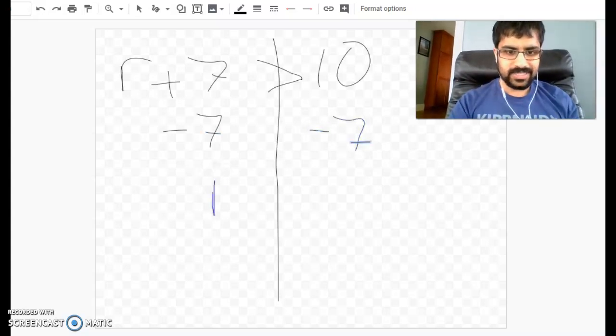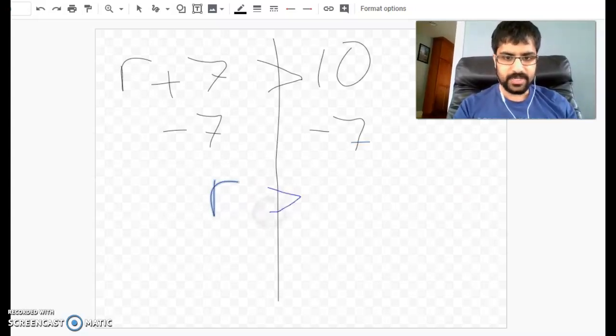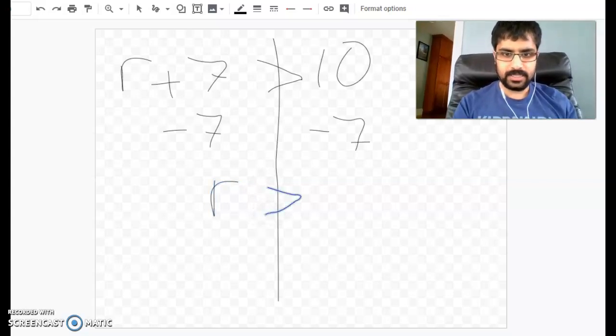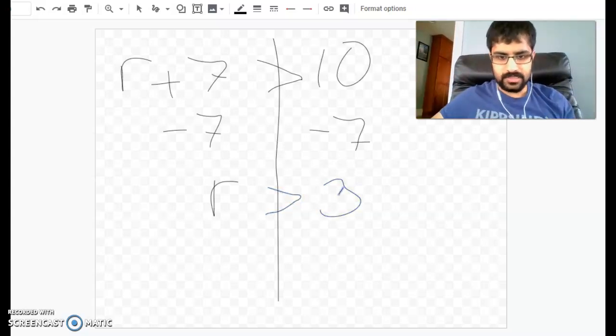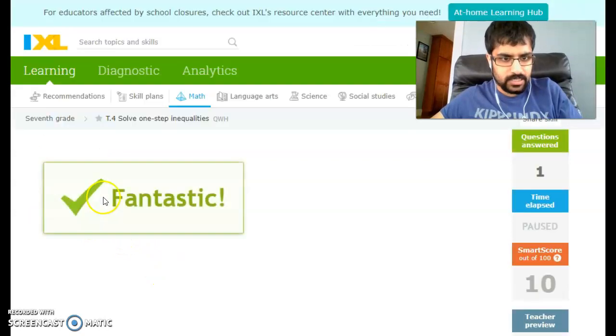Once I've subtracted the 7 that I was adding, 7 minus 7 is 0, so all that's left is the r. I put my inequality exactly as it is on that line, and on the right-hand side, I take 10 minus 7, and I'm left with 3. It's a funny looking 3. Nice job, Mr. Shaw. So r is greater than 3. Let's see if we got it.